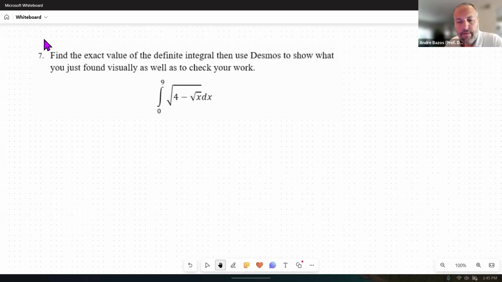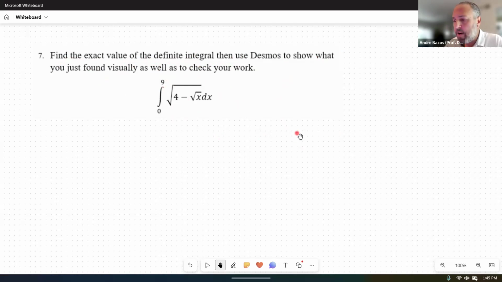Okay, so now we've got to find the exact value of the definite integral, then use Desmos to show what you just found visually, as well as to check your work. All right, so let's do this. First we're going to find the exact value of the definite integral. All right, so let's go for it here.